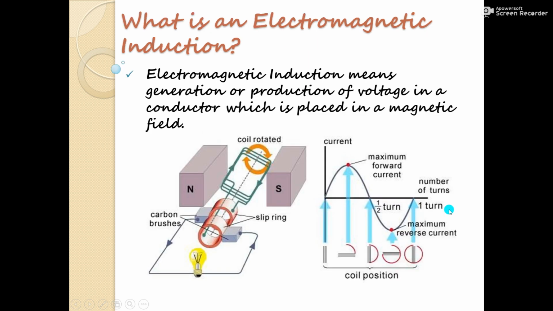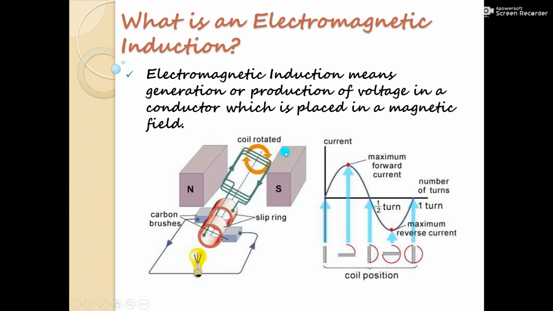What is electromagnetic induction? The phenomenon of electromagnetic induction simply says how the EMF gets induced in a coil or conductor, or simply, it tells how the EMF or voltage is generated or produced in a coil or a conductor. So electromagnetic induction means the generation or production of voltage in a conductor which is placed in a magnetic field.